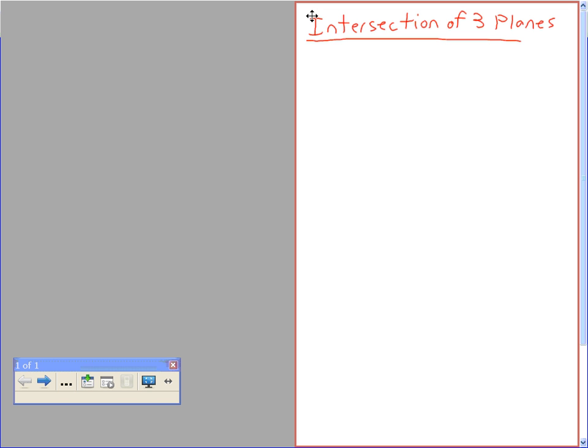Okay. Option number three. Now this is a neat one. This is a letter A. How many intersections are there here? There are actually zero intersections. Okay? These planes, all three of them, do not intersect. You ever see this one? That is a trick question.